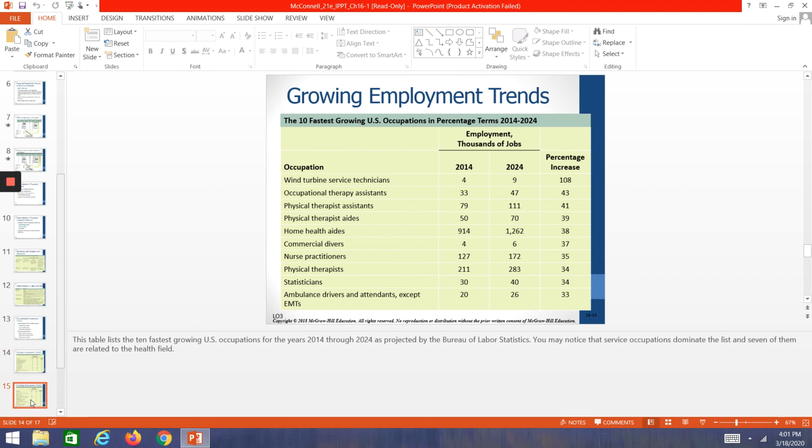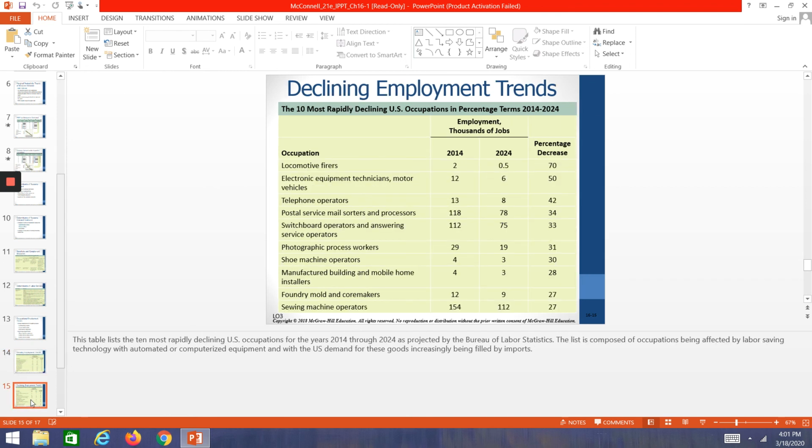When you look at the declining employment trends, no surprise here, telephone operators, it's all automated. Postal service mail sorters, those are all automated as well. We just don't need photographic process workers. We make our own photographs on our phone and put them on our computer. If we want to print them out, we can do that too. So we just don't need people to do that anymore. And those are declining employment trends. So that's really where we'll stop before chapter 16. You need not go any further in this chapter.